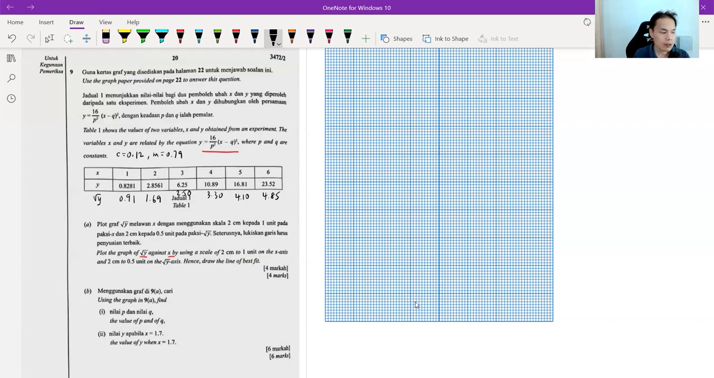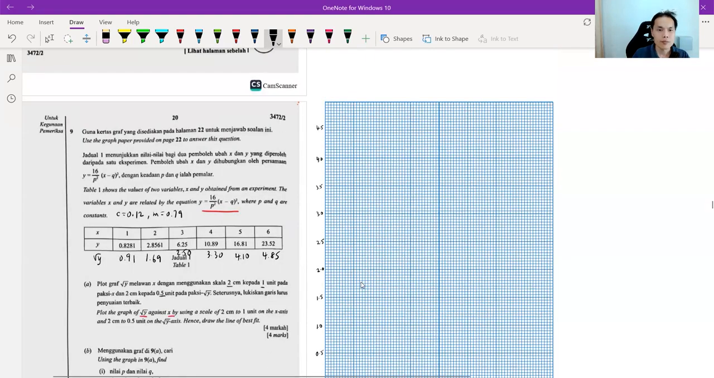All right, so let's take your axes. It is given here: 2 cm for 0.5 for the y-axis, 2 cm for 1 unit for the x-axis. So this is 1, 2, 3, 4, 5, 6. My largest x value is just 6. For the y values: 0.5, 1.0, 1.5, 2.0, 2.5, 3.0, 3.5, 4.0, 4.5. Let's keep going, 5.0.